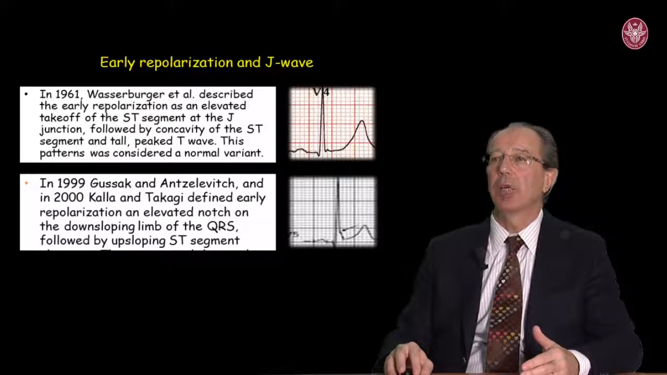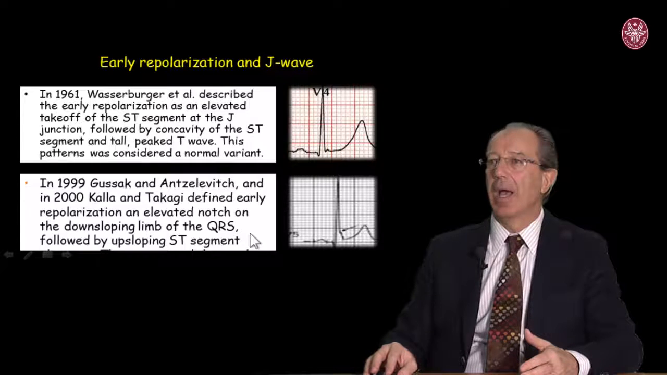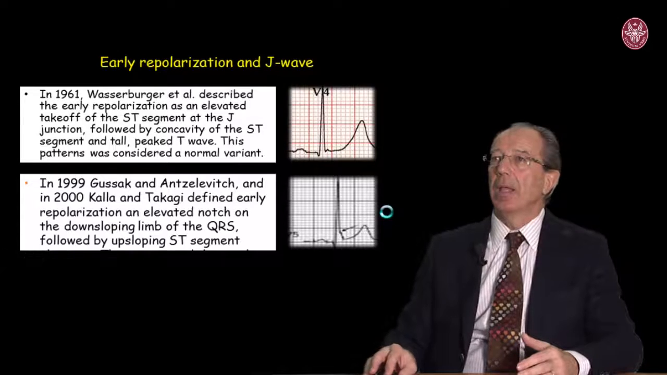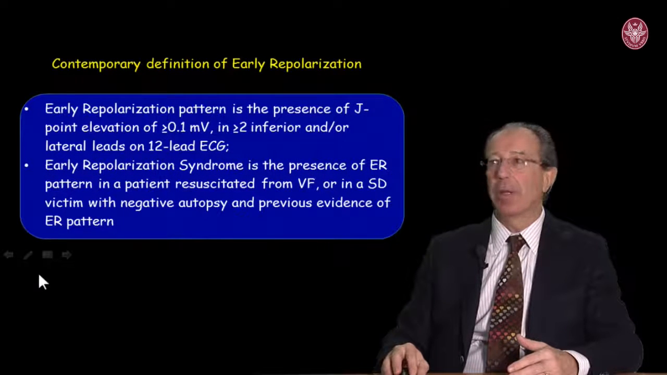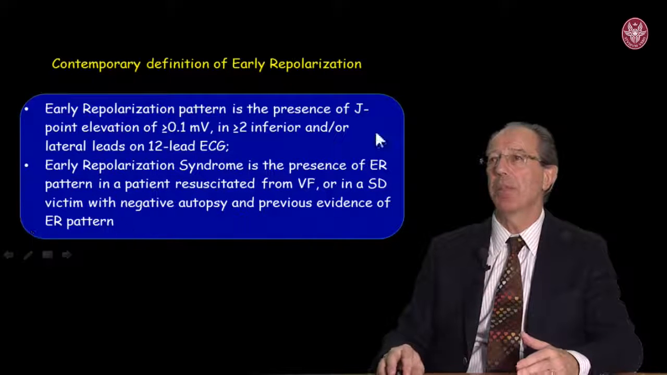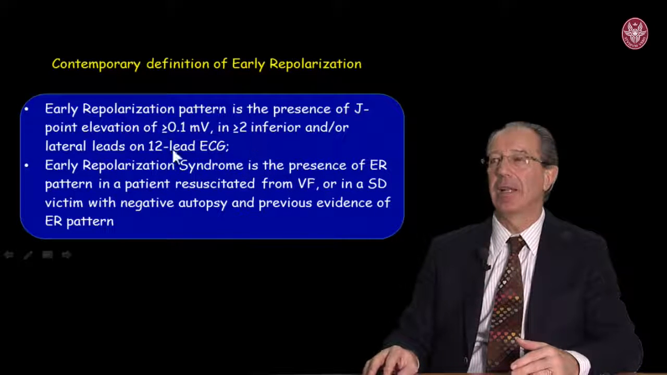At the same time, particularly starting from 1999, Gussak, Antzelevitch, in 2000, Kalla, and Takagi defined early repolarization instead as a notch, an elevated notch from the downsloping limb of the QRS, which is followed by the ST segment elevation and T wave. The contemporary definition of early repolarization is therefore not the ST segment elevation, but the presence of J point elevation, which should be at least 0.1 millivolt, and present in at least 2 inferior or lateral leads on the 12 lead electrocardiogram. This is the current definition of the early repolarization pattern.